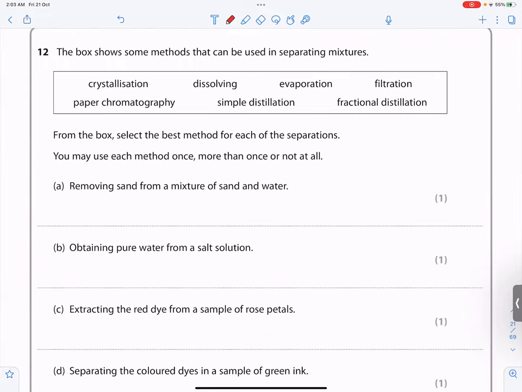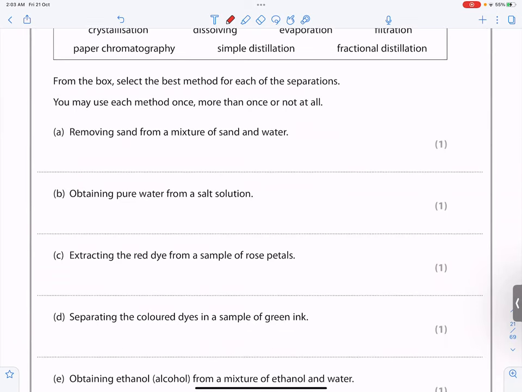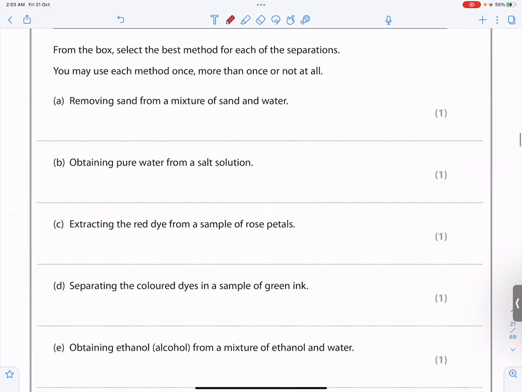Question 12. The box shows some methods that can be used in separating mixtures. From the box, select the best method for each of the following separation. You may use each method once, more than once, or not at all. A, removing sand from a mixture of sand and water. يبقى دي هتبقى filtration. Obtaining pure water from a salt solution. يبقى دي simple distillation.